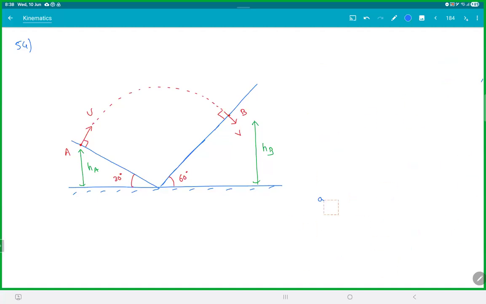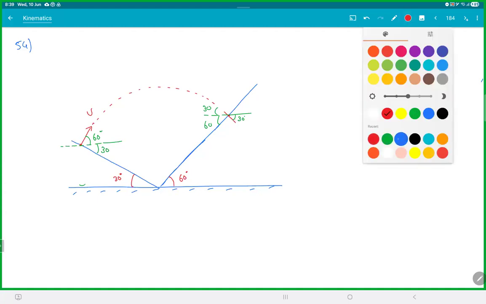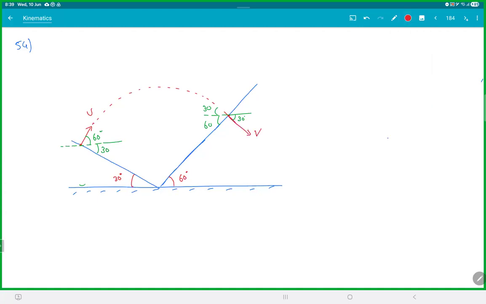Now we can actually use the normal ground frame thing. Observe this. This was 90, this was 90. So horizontally, if you make an angle here, this is 30, this is 30, this was 60. This was 60, this is 60, so this is 30. This speed is v and this speed is u.